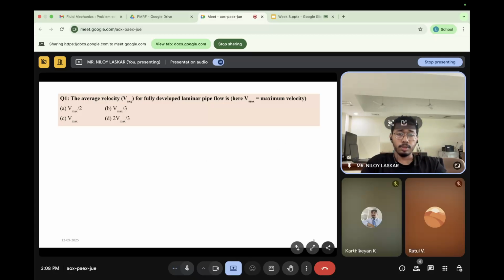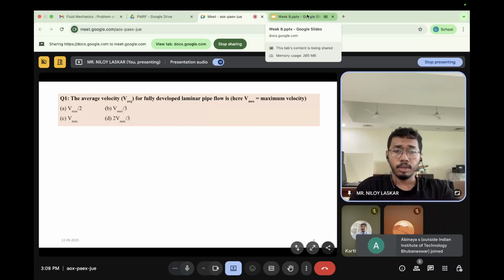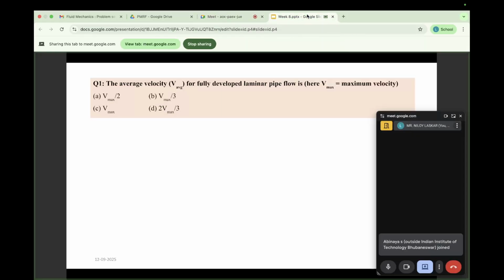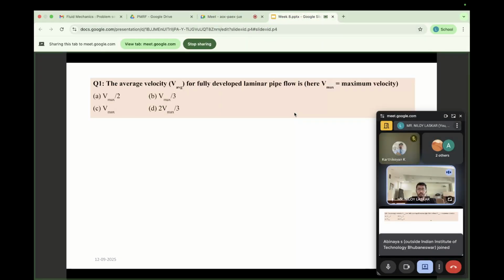So try to solve this one. Still, I am giving you some hint about this laminar. You know the fundamentals of laminar and turbulent flow, right? So what basically are laminar and turbulent flow?